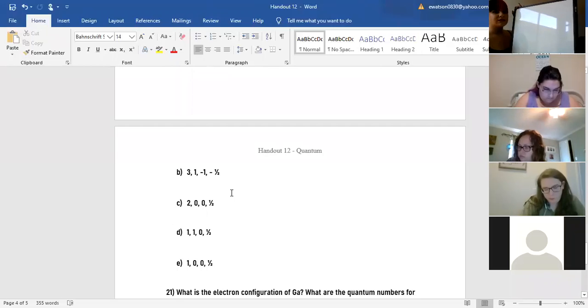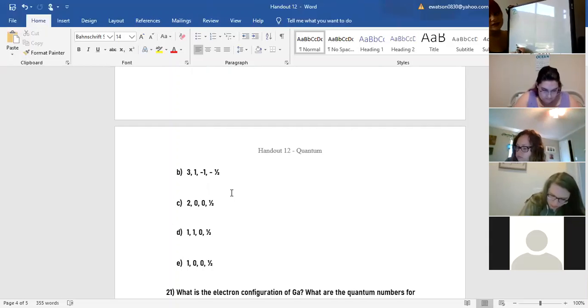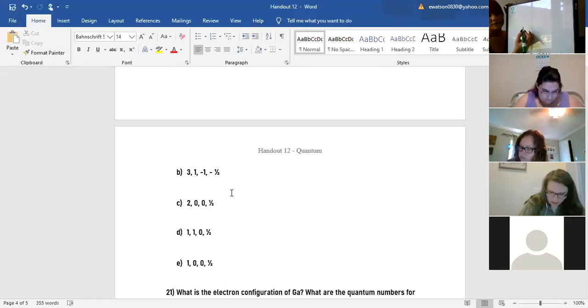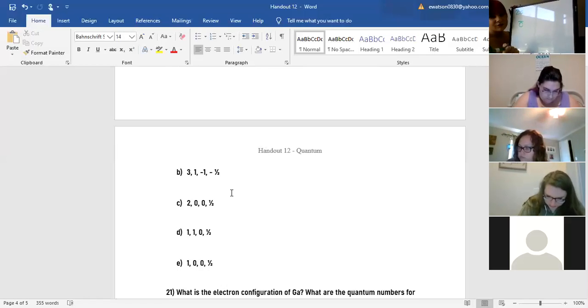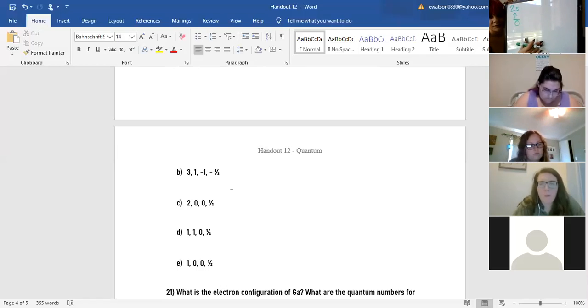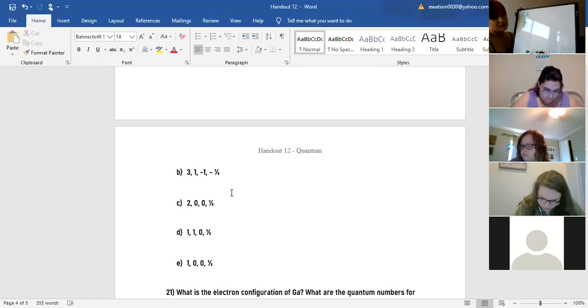Okay, moving on to C. We're going to be in the second energy level. Our L is 0, so what orbital is that? S. And we only have one line, which is 0. It puts us at 0. Is this valid? Yes. So letter C is going to be valid.